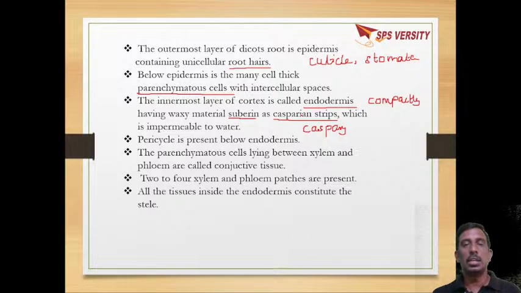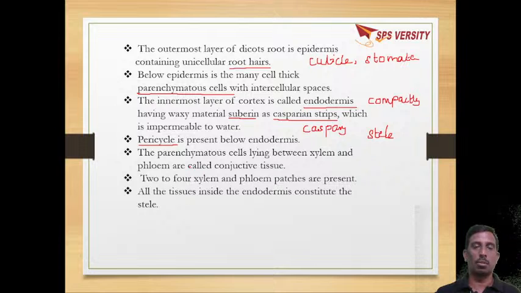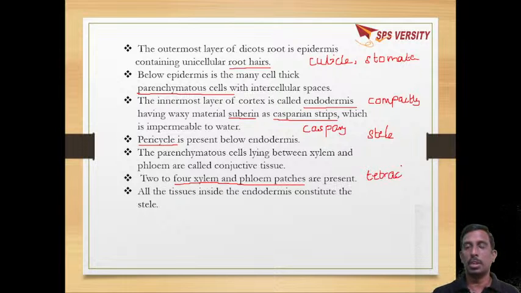Next is stele. So stele में आता है कि pericycle, vascular bundles, pith आता है. Just below endodermis, pericycle is present. And below the pericycle, there are vascular bundles where xylem and phloem are present alternately. So generally 4 xylem and 4 phloem are present. That is called tetrarch condition. Tetrarch means 4. 4 xylem elements and 4 phloem elements are present.